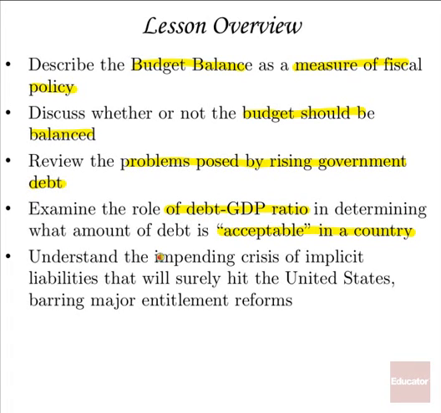And then we're going to understand the impending crisis of implicit liabilities that will surely hit the United States barring major entitlement reforms. So in this class, there's not a whole lot of politics per se. If you're also taking the AP government class, understanding the role of Social Security and Medicare is actually part of that class. In this class, we're going to look at it from more of the macroeconomic perspective, to see what role Social Security, Medicare, and Medicaid have in terms of government fiscal policy.